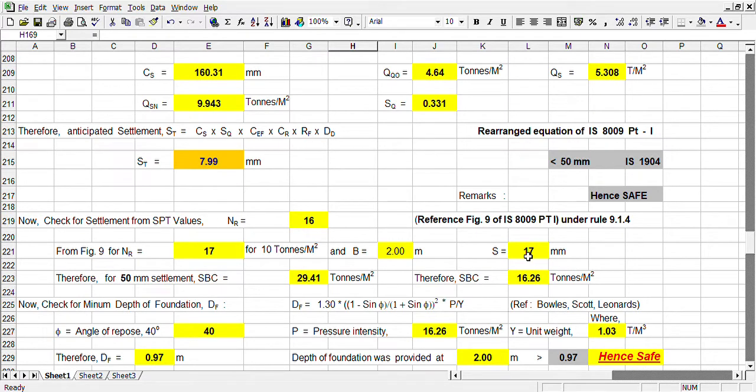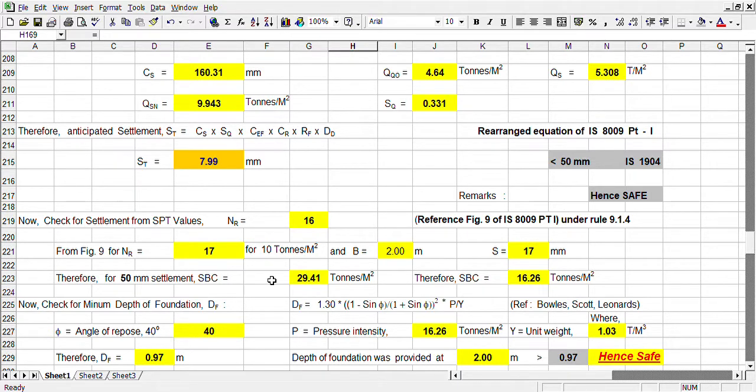We have another point. In IS 8009 part 1 under rule 9.1.4, there is a curve considering some values as ton per meter square. Against that, figure 9 gives some direct value for different sizes against some specific settlement.